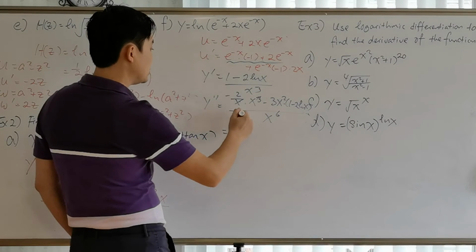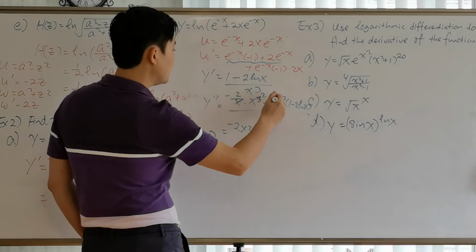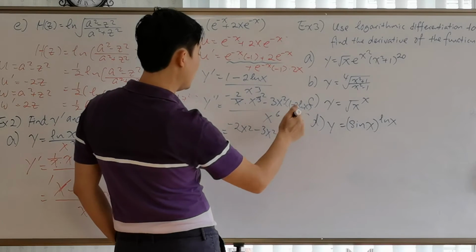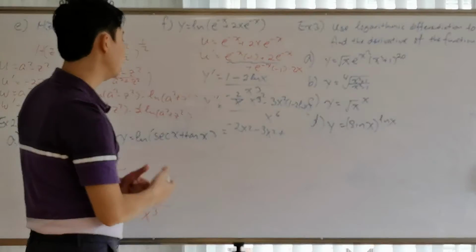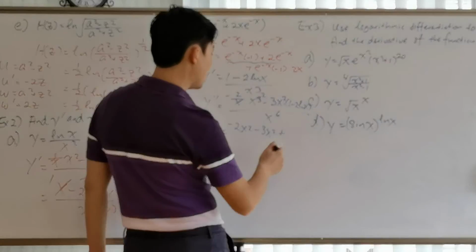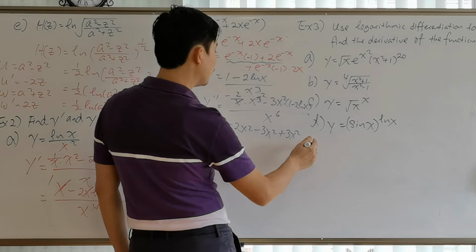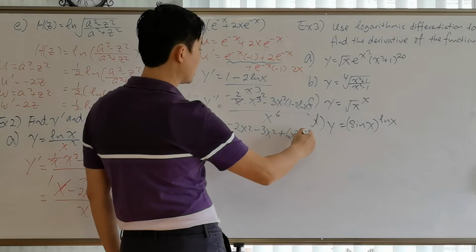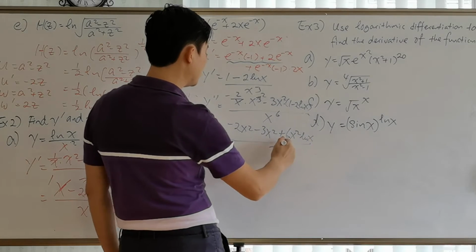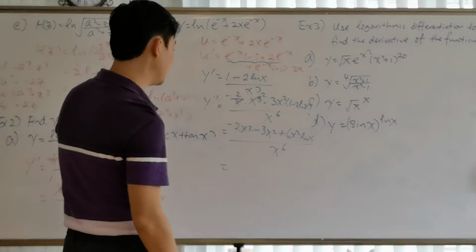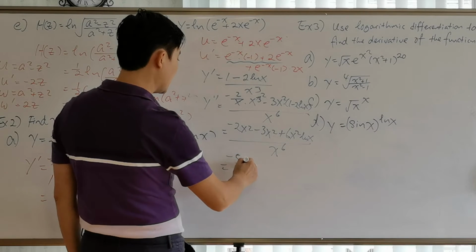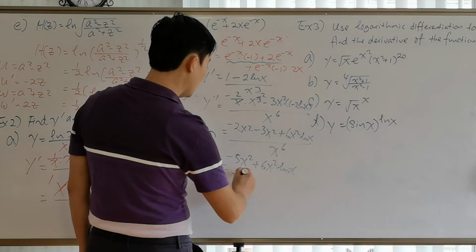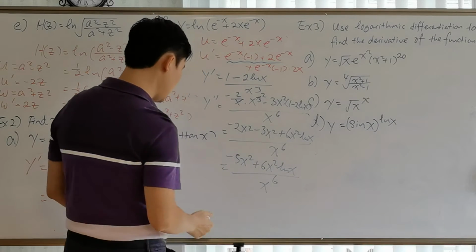Cross cancel, so this turns out to be negative 2x squared, minus 3x squared, distribute, and then plus, let's see what else, plus 6x squared, distribute, natural log of x, all over x to the power of 6. Combine those like terms. So we do have negative 5x squared plus 6x squared natural log of x, over x to the power of 6.